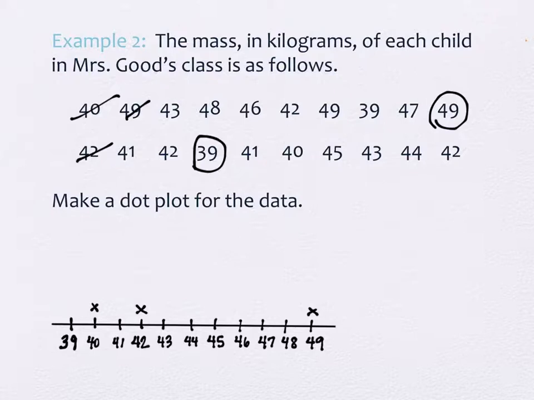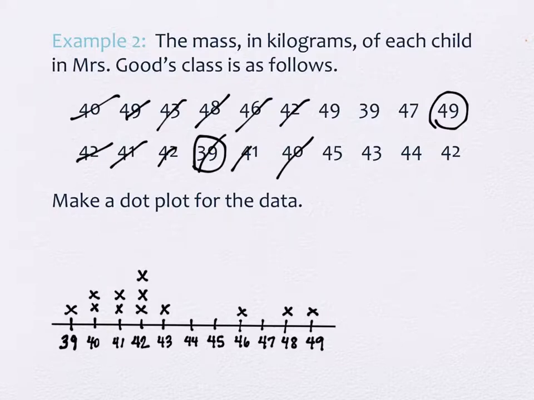And then a 41. I have a 42 and a 43. Okay, so 42 now, that's the second 42 that I've had, right? So what do you think I might do? Yeah, I'm going to stack it above. So there's another 42. I have 48 and 39. 46, 41. So 41 stacked. 42, 40. 42 is now 3 high. 49, 45.